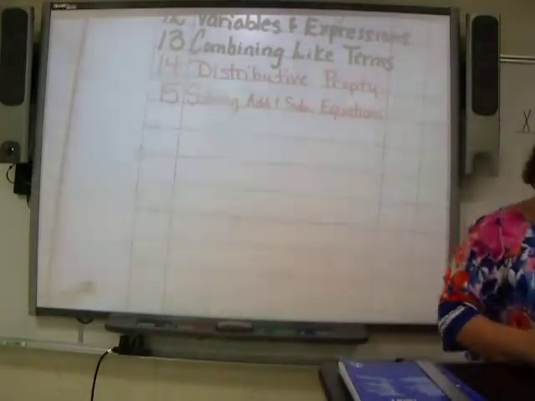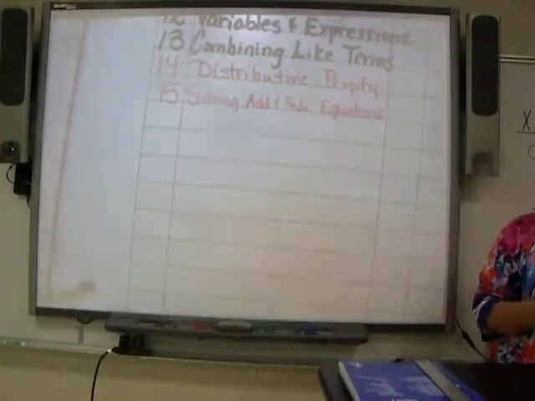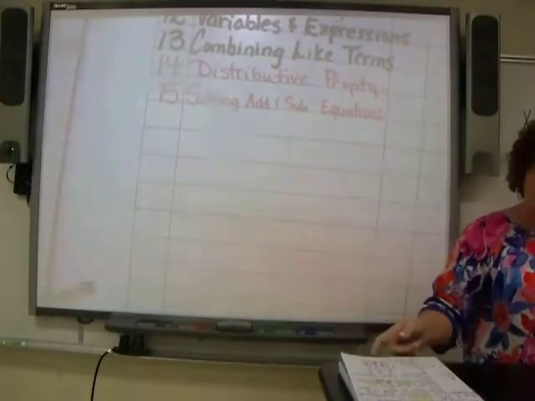Subtracting equations, or addition and subtraction equations. Topic 15.